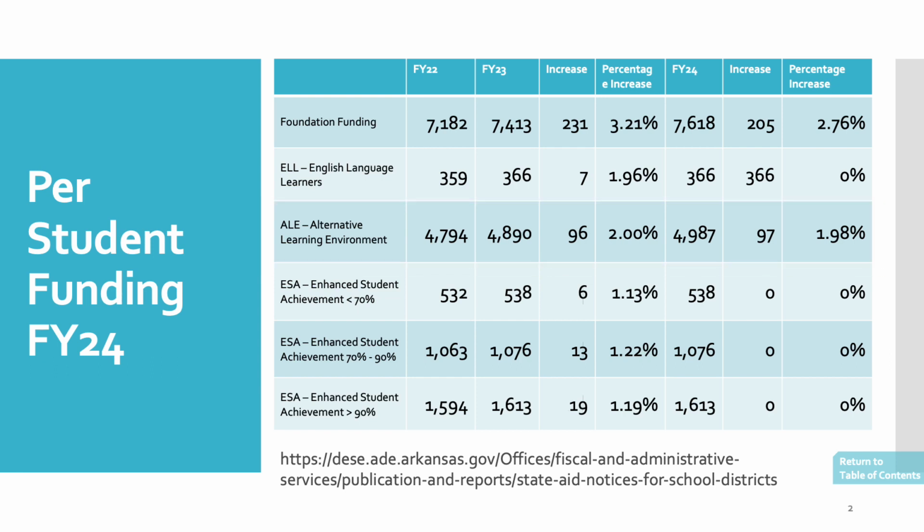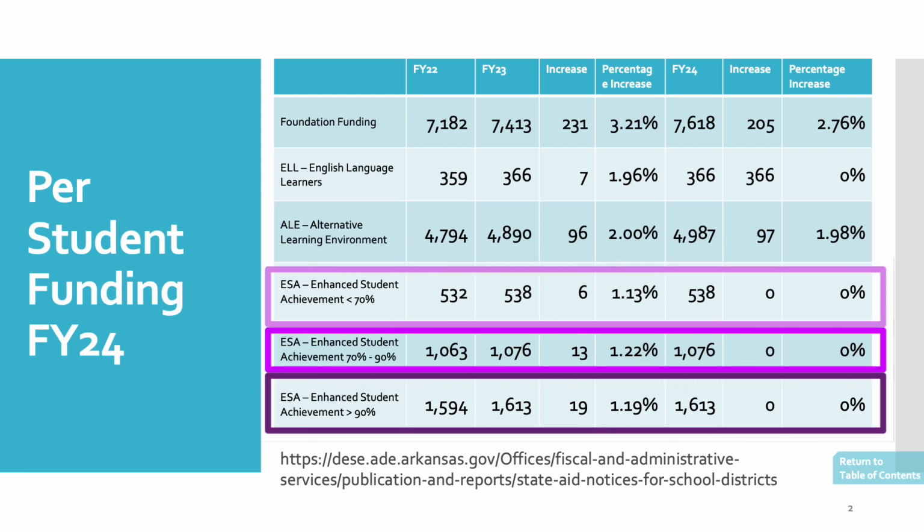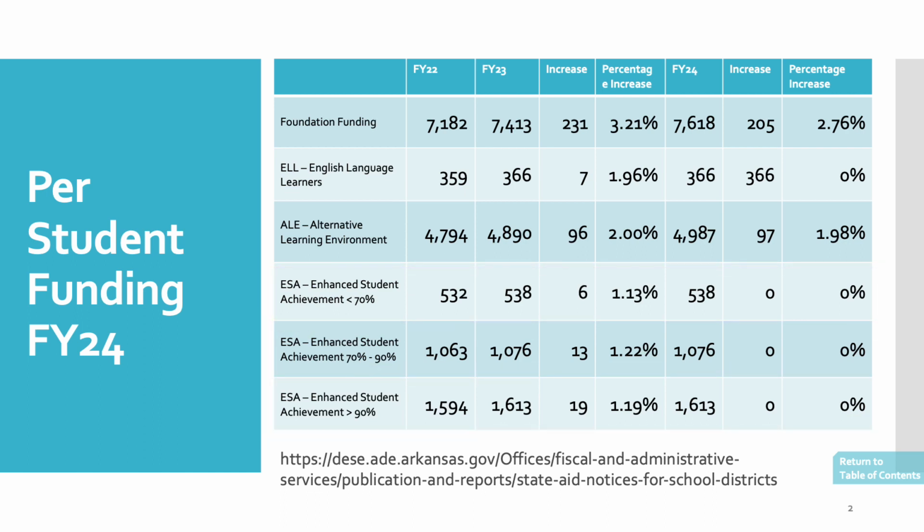And then the ESA, those are three categories. So you don't qualify for all the money, all three categories within that categorical money, ESA, Enhanced Student Achievement. It depends on your poverty rates. So your free and reduced lunch qualifications, your percentage free and reduced lunch. The higher percentage that you have, the more money you get per student.